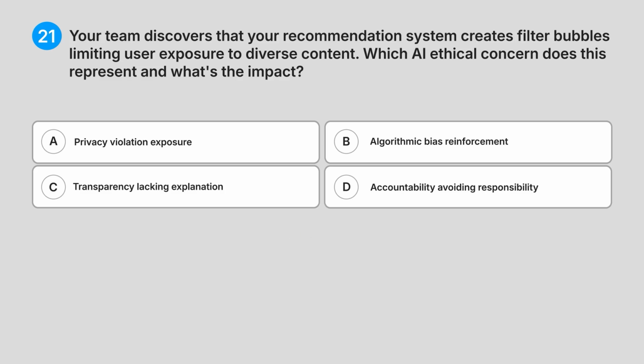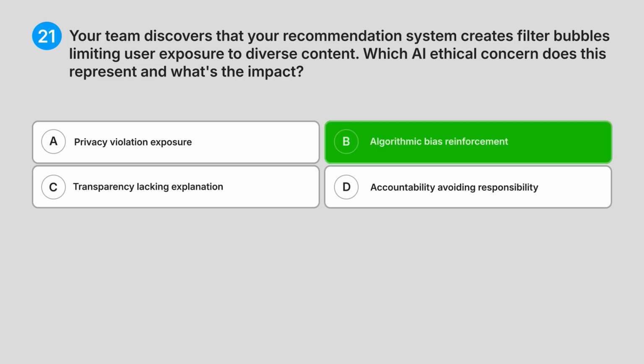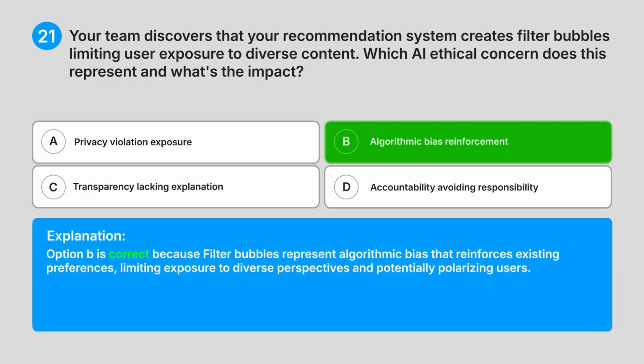Correct answer, B. Algorithmic bias reinforcement. Explanation. Option B is correct because filter bubbles represent algorithmic bias that reinforces existing preferences, limiting exposure to diverse perspectives and potentially polarizing users.